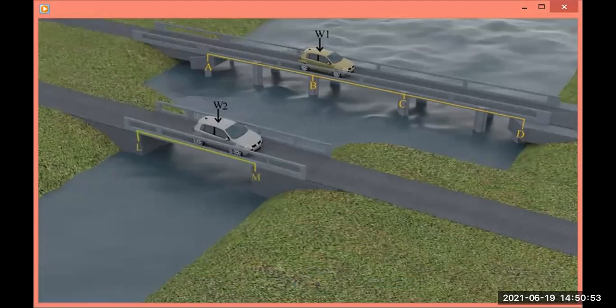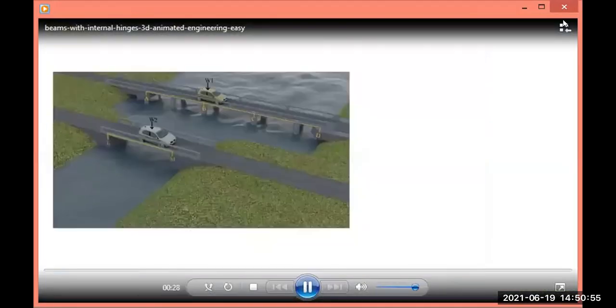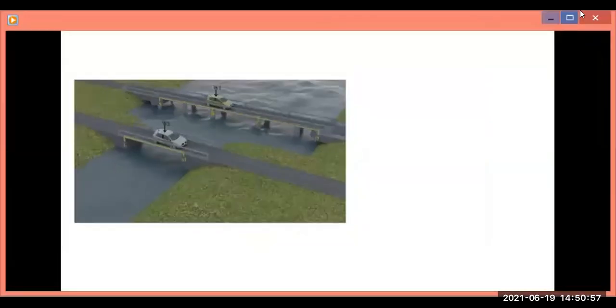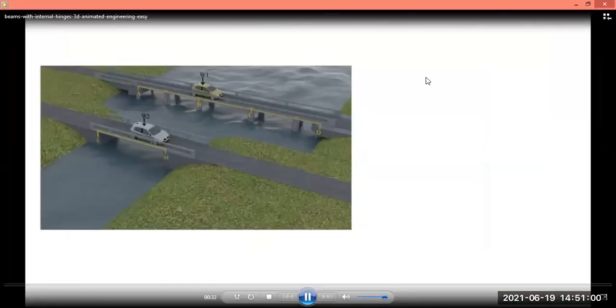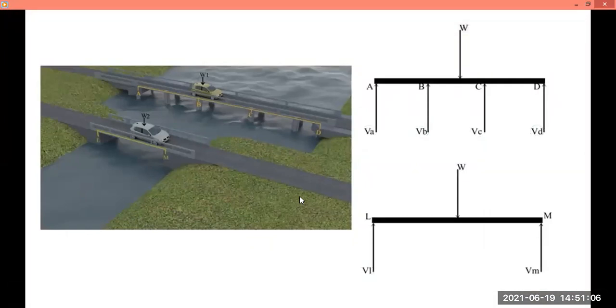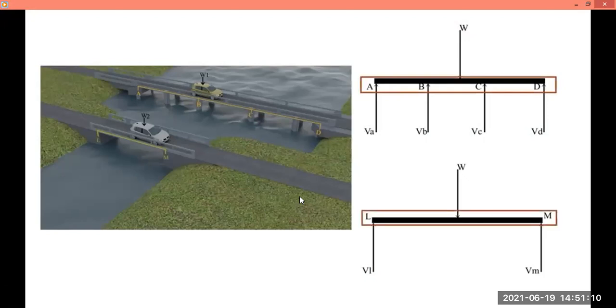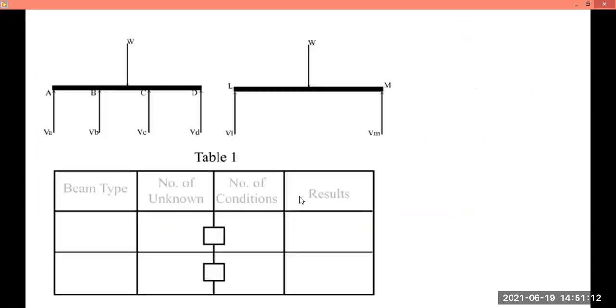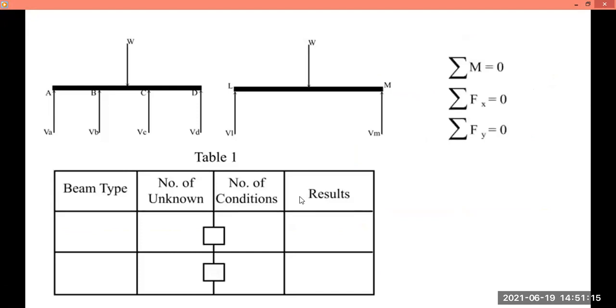In order to calculate reaction forces at supports of each bridge, this system can be simplified into a plane system for each bridge as shown, where VA, VB, VC, VD, VL, VM are reactions at A, B, C, D, L, M respectively. To calculate reaction forces, three conditions of equilibrium are applied. Since there are no forces in the horizontal direction, sigma Fx cannot be used.